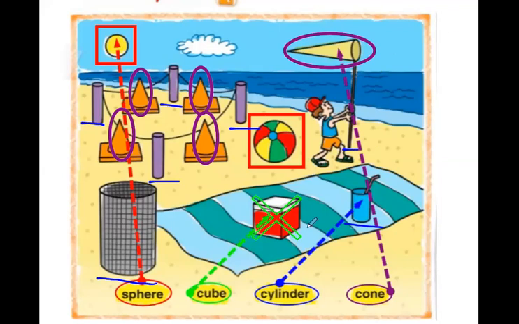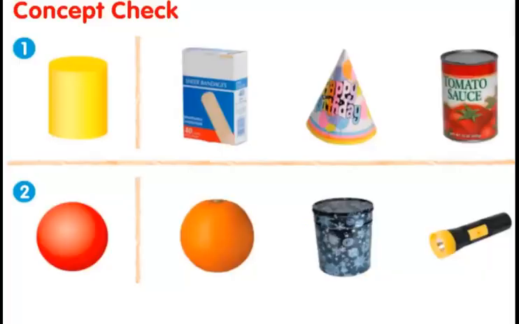Great job, K5. Let's now go to our next page, page 726. All right, K5, let's go to number 1. Put your finger on number 1. Can you name this first shape? This is a cylinder. Good. Now let's compare this shape, the cylinder, with the objects in the row.